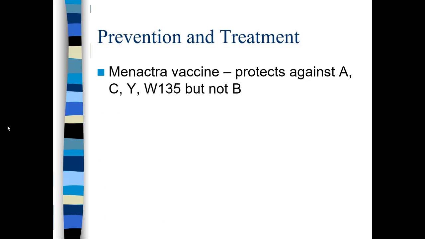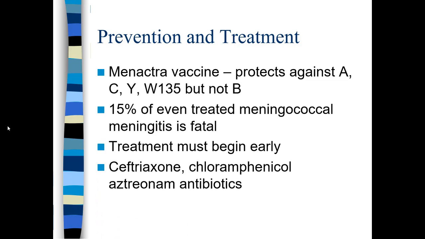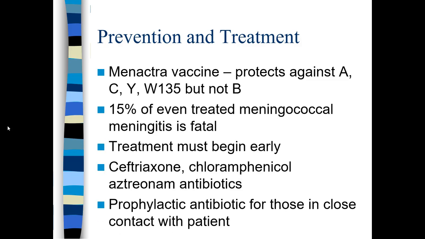Menactra protects a bit against these serotypes except for B. And 15% of all meningococcal meningitis is fatal, so it's very, very important that you catch something like this very early on. If you get that characteristic stiff neck and high fever, then you need to begin treatment. Antibiotics would be ceftriaxone, chloramphenicol, azathioprine, NAM. And if you're in close contact with a meningococcal meningitis patient, then you should be taking an antibiotic as well.